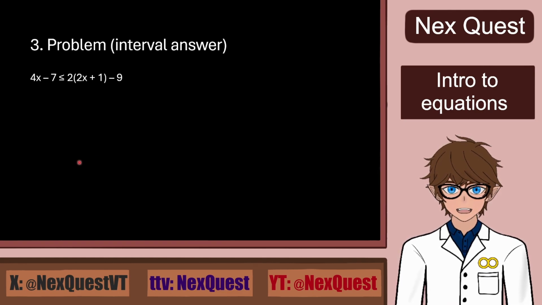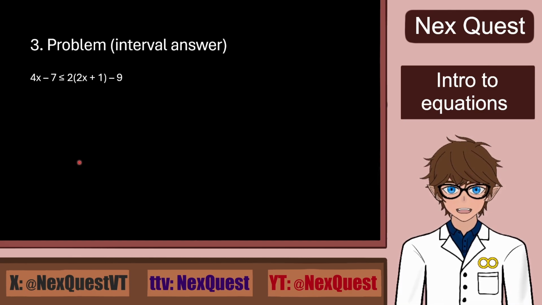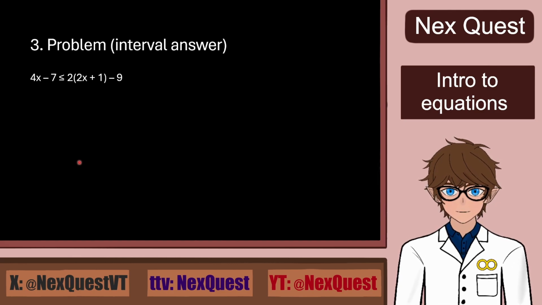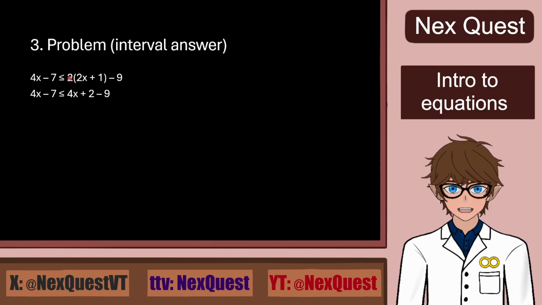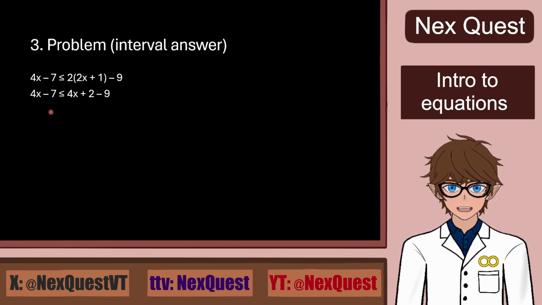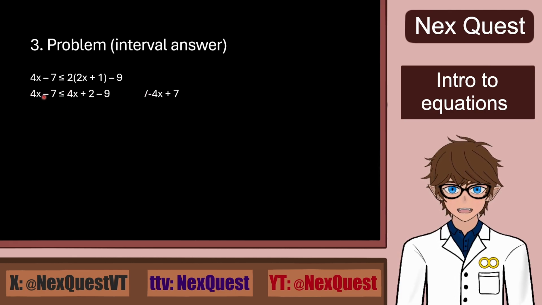For problem number 3, we have to answer with an interval. So our problem is 4x minus 7 must be less than or equal to 2 times brackets 2x plus 1 minus 9. Now, first I will solve the brackets, giving us 4x plus 2 that comes out of them, leaving the rest the same. Now I subtract 4x on both sides and add 7.